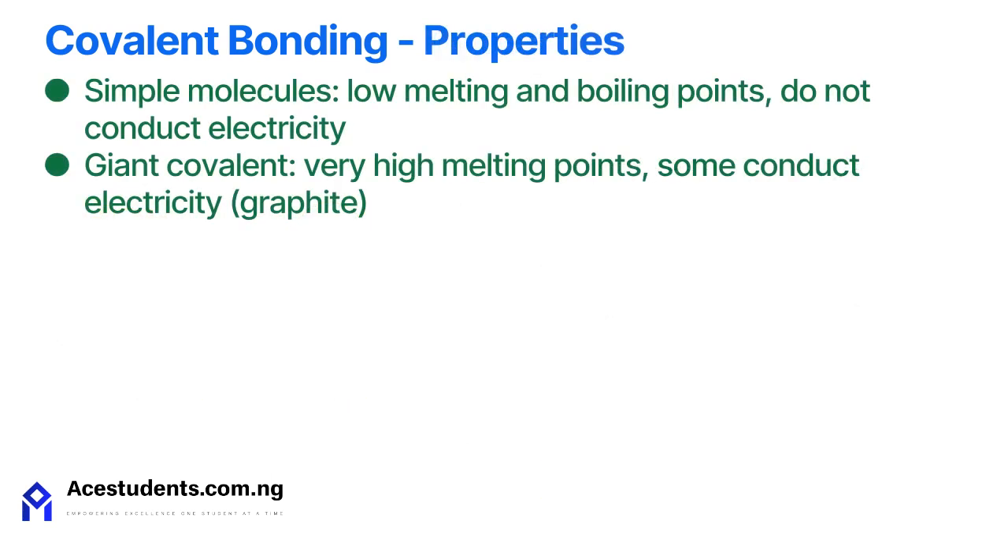As part of your exam, you are expected to know the properties of covalent compounds. Simple covalent molecules have low melting and boiling points. This is because their intermolecular forces are weak. Giant covalent structures, like diamond, have very high melting points. Graphite, although covalent, can conduct electricity because it has free electrons.